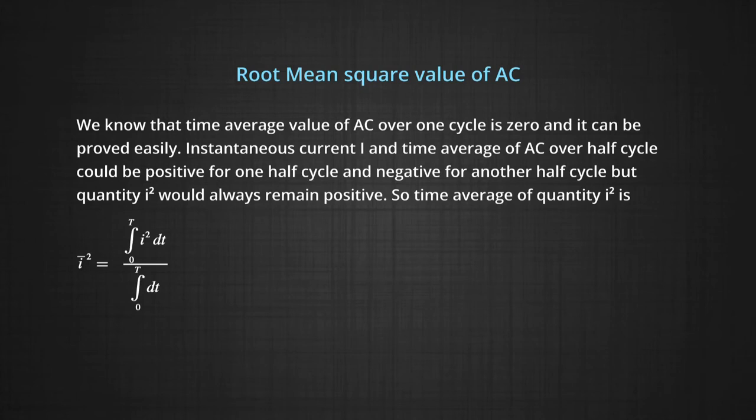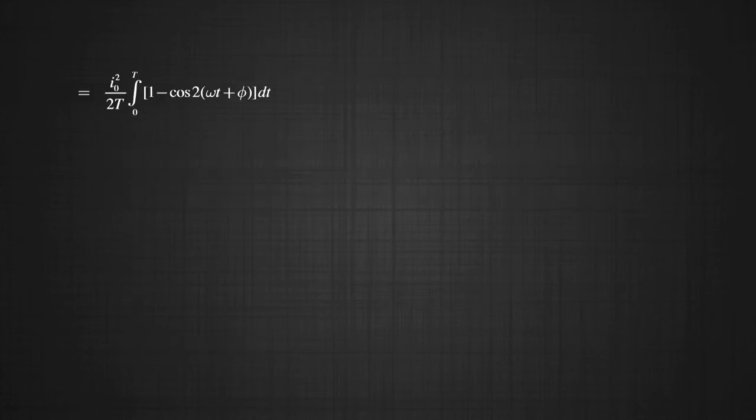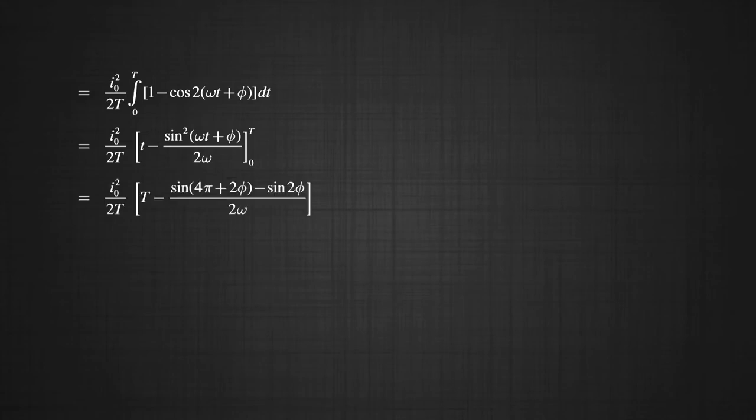If we integrate and solve this, we have 1 by T times the integral of I naught square sin square(omega t + phi) dt from 0 to T. We will have I naught square divided by 2T times the integral of 1 minus cos 2(omega t + phi) dt from 0 to T. If we solve this integral, we will have I naught square divided by 2T times T minus sin 2(omega t + phi) divided by 2 omega from 0 to T. If we put the limits here, we have I naught square divided by 2T times T minus [sin(4 pi + 2 phi) minus sin 2 phi] divided by 2 omega.